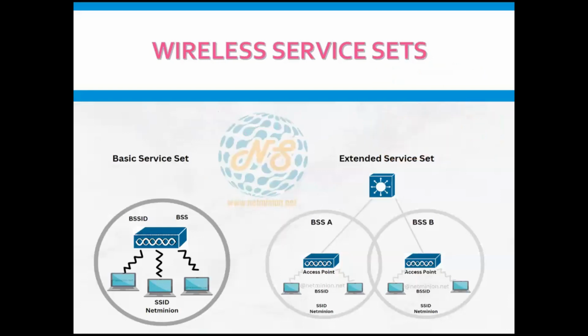So there should be overlapping, right? But how much, to which extent, we can decide based upon your data or voice traffic, what kind of traffic you are having. Because if you don't have overlapping, you might lose the signal, right?